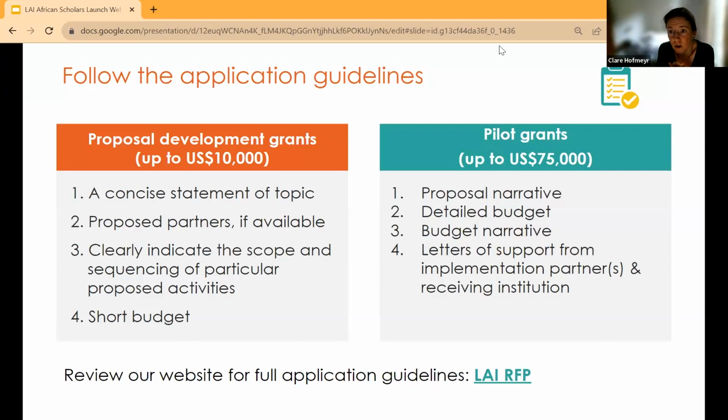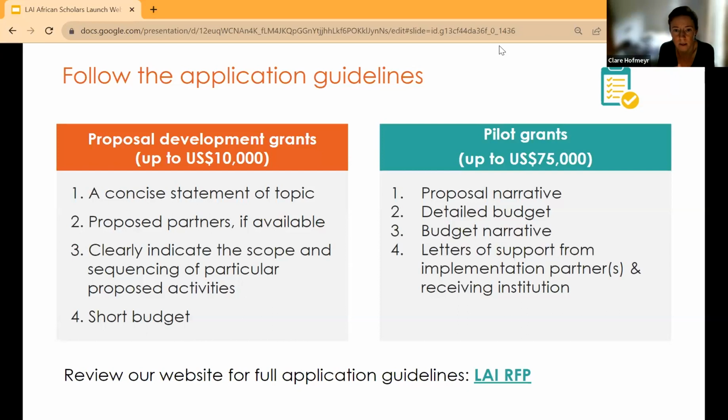So under the proposal development grant, that smaller grant, you've got to give a concise statement of your topic. What's the problem that you're trying to address? If you have some idea of implementing partners, you would talk about them. You may not yet have that. That's normal at that stage. You may not have it, but if you do, you would talk about them. And then you would clearly indicate the scope and the sequencing of the activities. Often proposal development grants are around travel to areas you want to study, meeting with partners, meeting with government policymakers, that kind of thing, scoping the project, developing the idea. So you would lay that out, and you will have to submit a budget, but it's a relatively short and simple budget.